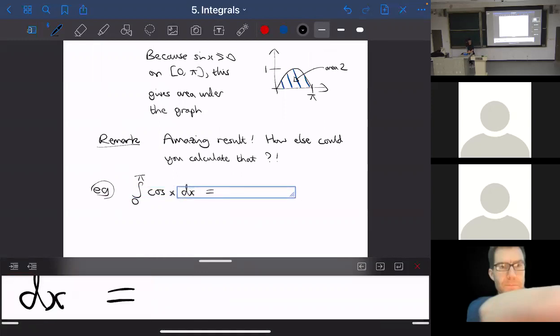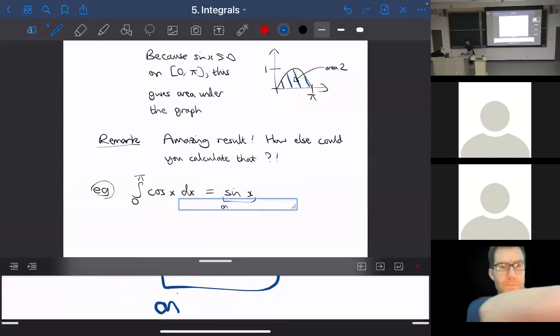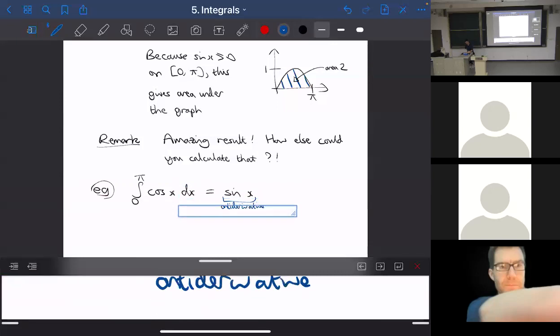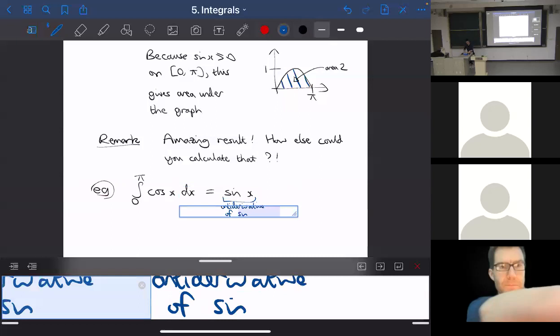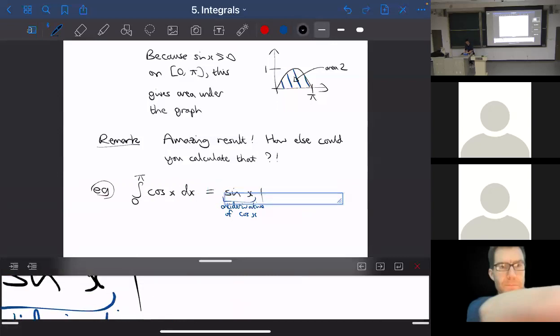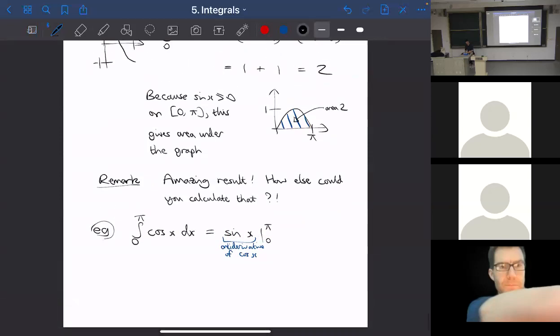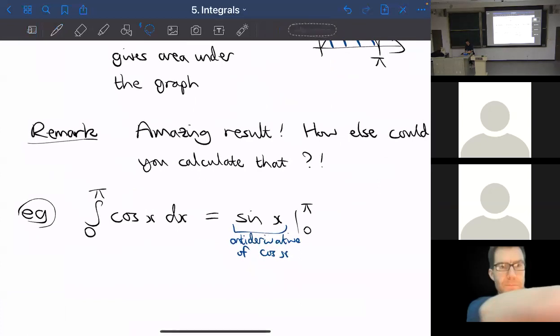So let's a bit more quickly do another example with cos x. So cos x, we have that sine x is an antiderivative. So the theorem tells us that I can calculate this definite integral by taking a difference in values of that antiderivative. Okay, I'm going to move this around a bit to make it clearer.